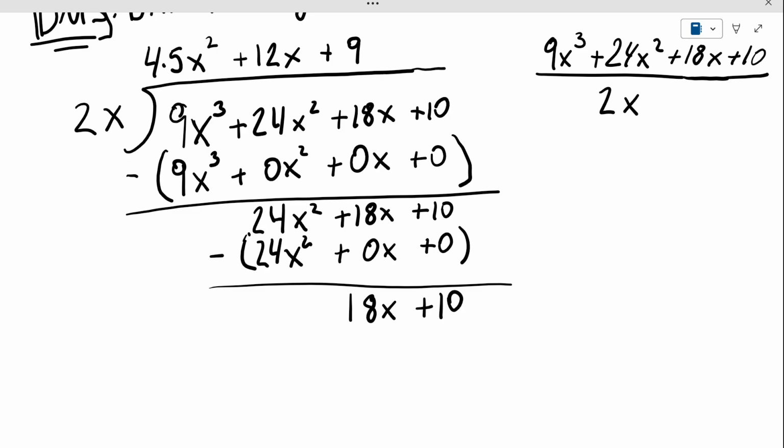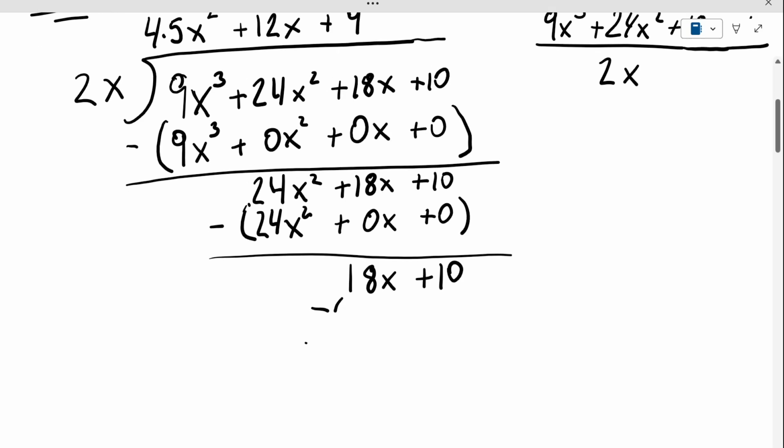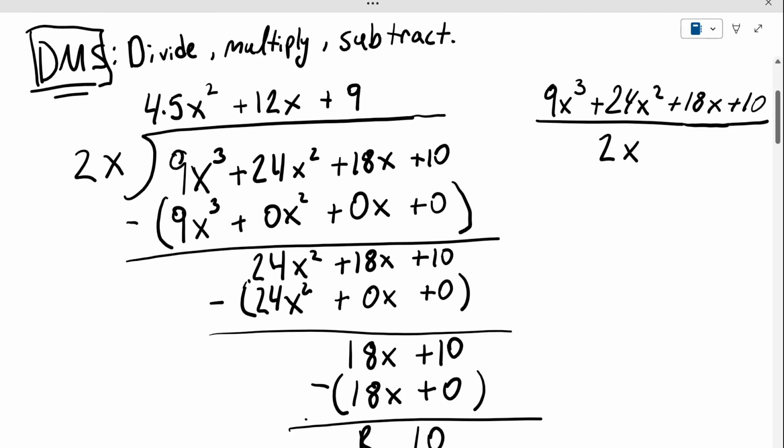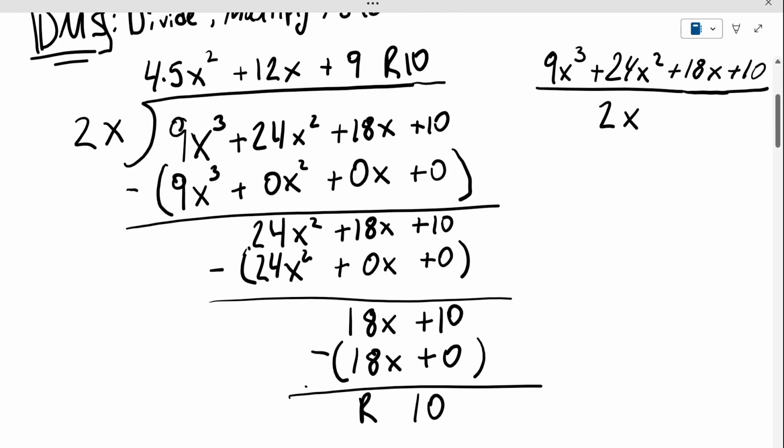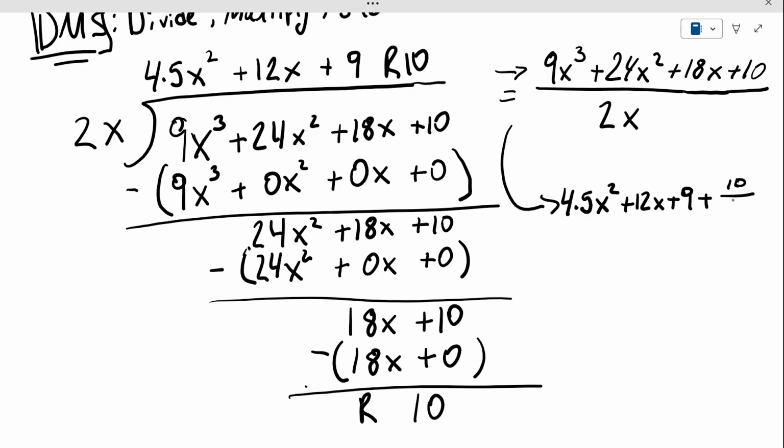Now, 9 times 2x. Well, that would just be 18x. We can write that here, and the same as last time, we can write plus 0. Subtract. That'll leave us with 10, which will be our remainder. Up here, we can write remainder of 10. And now what this means is that this here would be equivalent to 4.5x squared plus 12x plus 9 plus 10 over 2x.